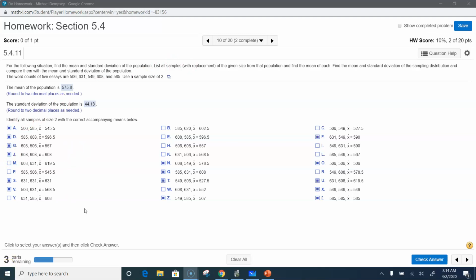Okay, let me explain how I did this one, because it would take you a few minutes probably to trek through this, but they're kind of not real organized. What I did was I started with 506, and then I took 506 and paired it with every other number.